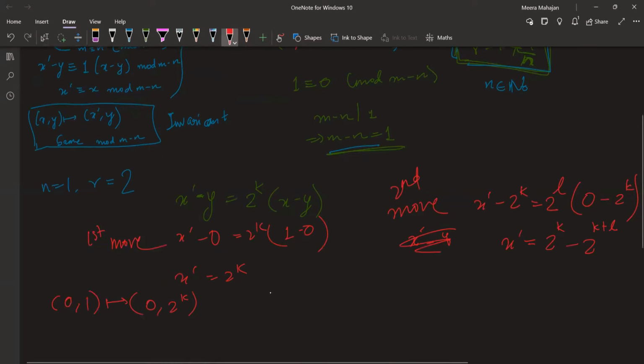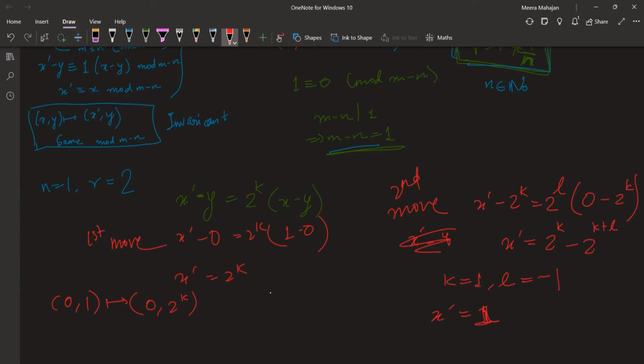We can just have 2 to the 1 and 2 to the 0. Very nice. You can take k equals 1 and L is minus 1. And hence we reach x prime is 1. Is this clear to everybody?